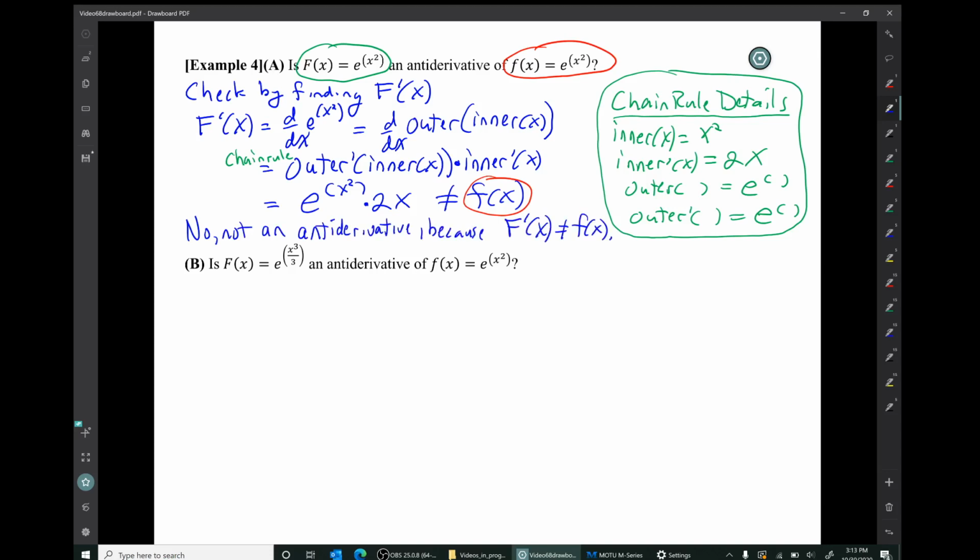Okay, well, let's try a different function for capital F. In question B, let's let capital F be this function, and we're going to see if that is an antiderivative of this function little f. So we'll check by finding capital F prime again.